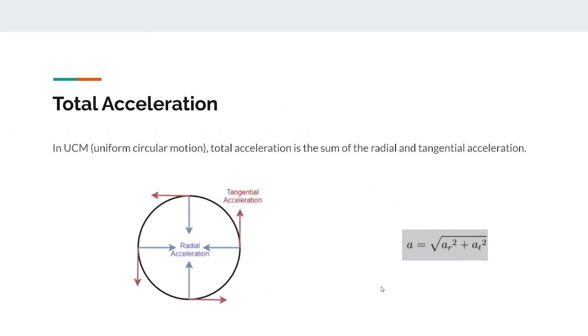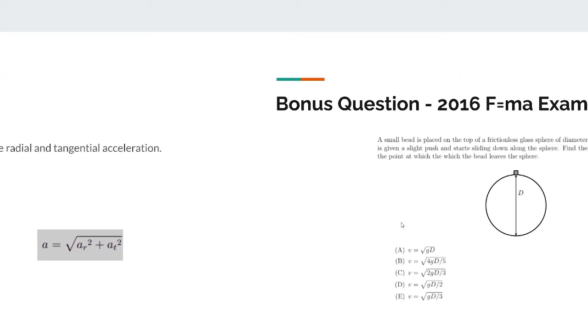All right. Remember that our total acceleration is going to be the sum of our radial and tangential acceleration in circular motion. And when I mean sum, it's going to be our radial acceleration squared plus our tangential acceleration squared, and the square root of all that is going to be equal to our total acceleration, right? And here in this picture, we can see what I mean by radial and tangential acceleration, right?